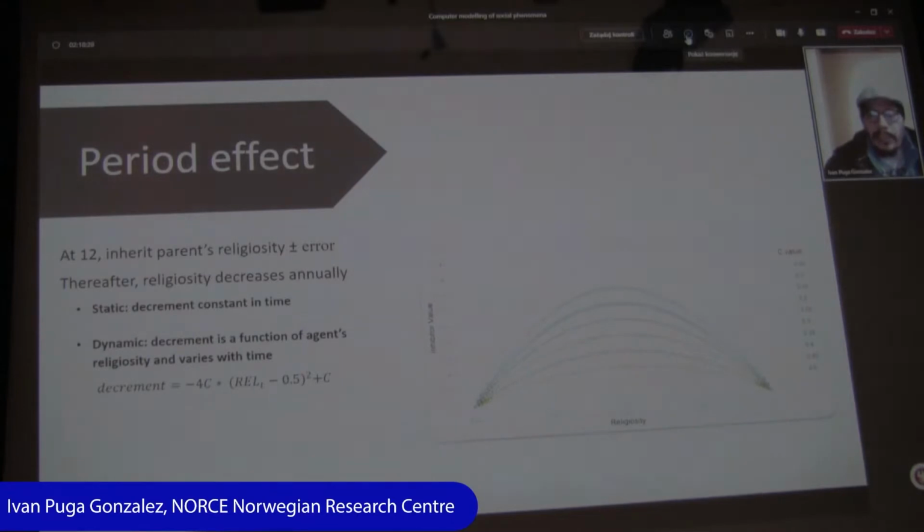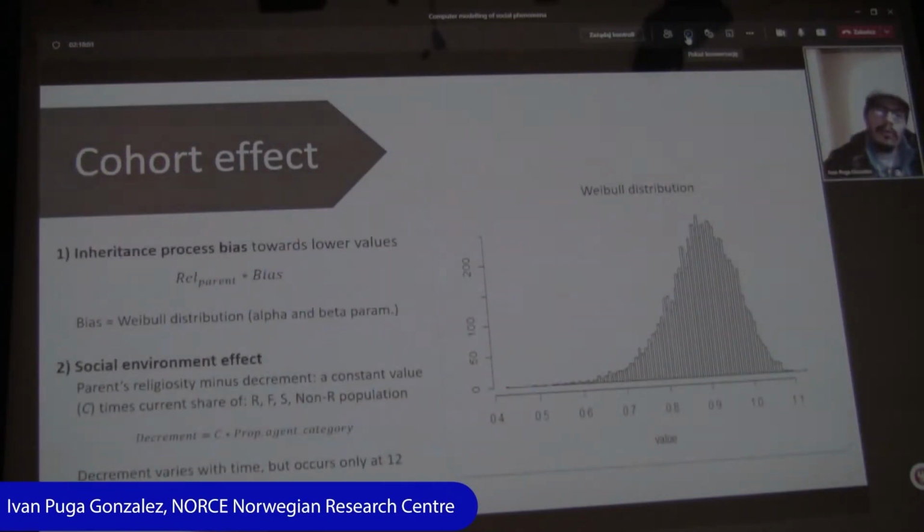So basically here I have a graph in which I show that, depending on the parameter values that we have here, the decrement can have different values. And we let this loose. What we are trying to do is find the best values of these parameters so we can mimic the religiosity decay that we see in the empirical data. So we do this with optimization experiments. So that's the period effect. Then we go into the cohort effect, which we basically have two different ones.